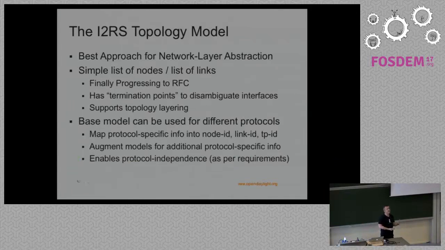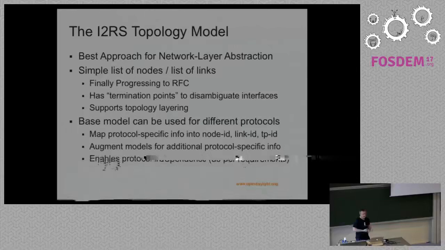As well as nodes and links, you have these termination points. And that's just a way of disambiguating interfaces. So, two routers have two links between them. You need to know which is which. In fact, all the links are unidirectional, and that's because you can have different metrics in different directions. I'm not a mathematician, but it is just graph theory. It also lets you layer one topology on another.